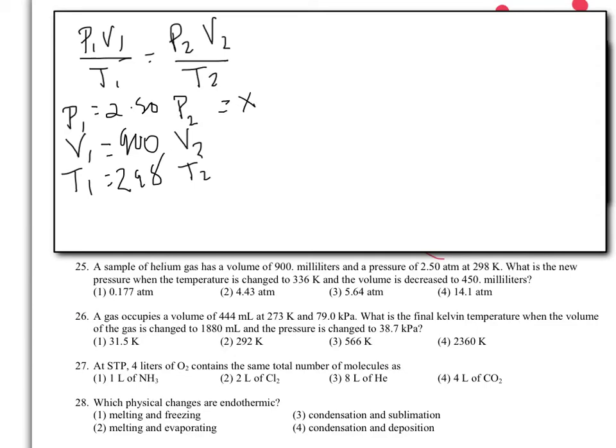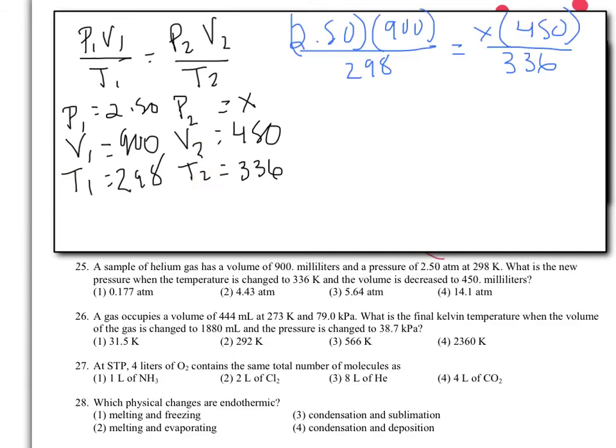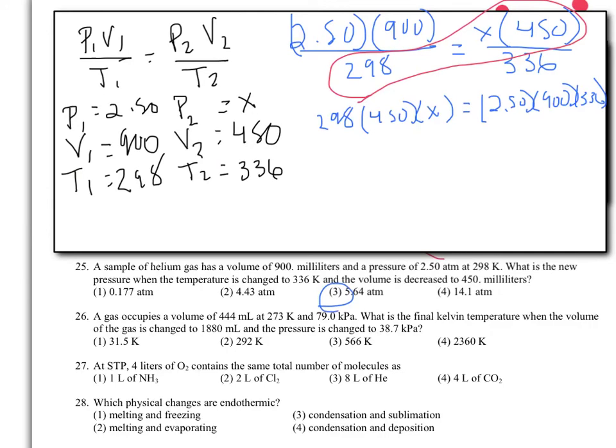When the temperature is changed to 336, and the volume is changed to 450, I highly recommend that you set up this system where you write down all the variables before you substitute and solve. Once I get the substitution, I would solve via cross multiplication.